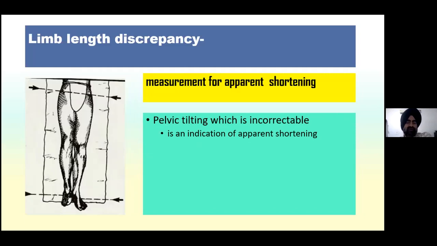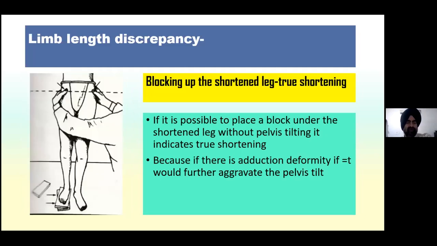Pelvic tilting, which is correctable, is an indication of apparent shortening. So here there is tilting of the pelvis due to deformity at the hip, which is correctable. It is indicative of apparent shortening.